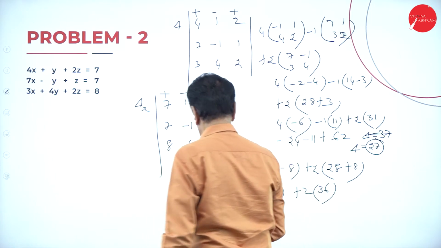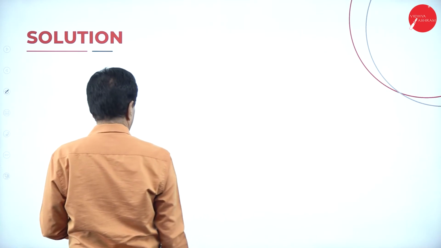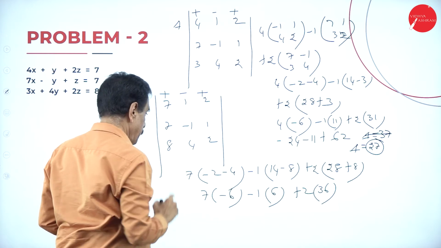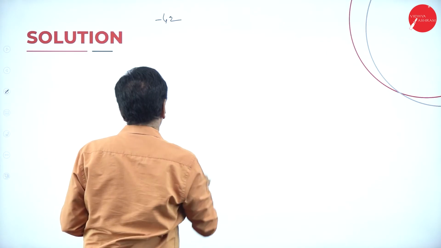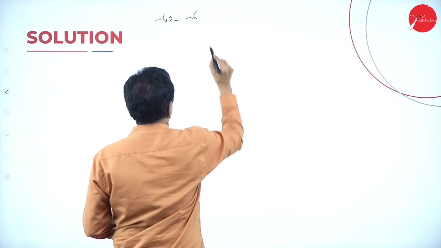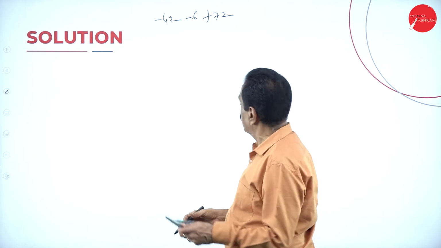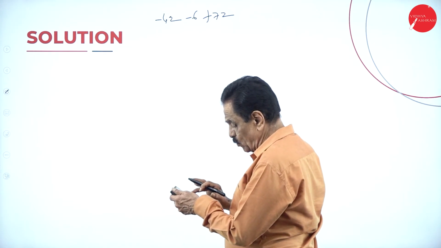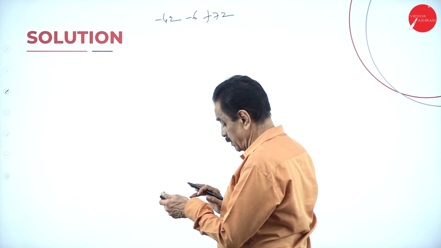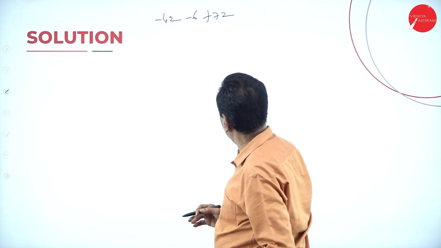36. Then minus 42, minus 6, plus 72. This is 72 minus 6 minus 42, 24.